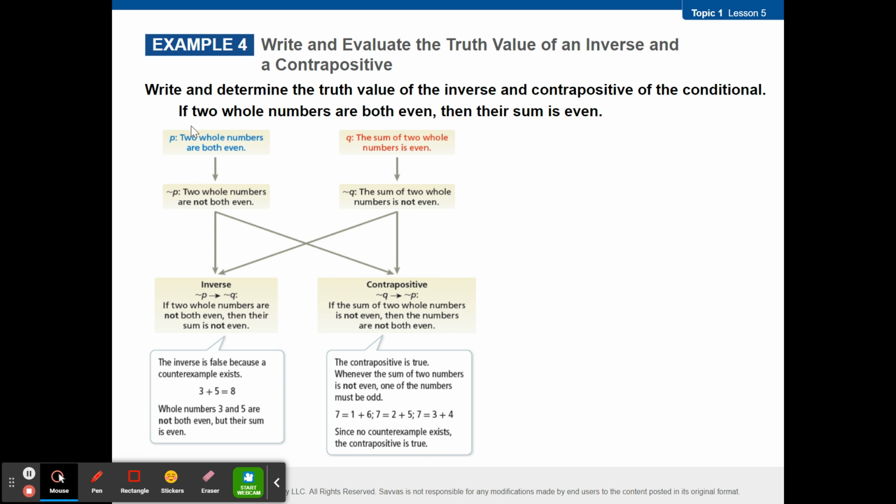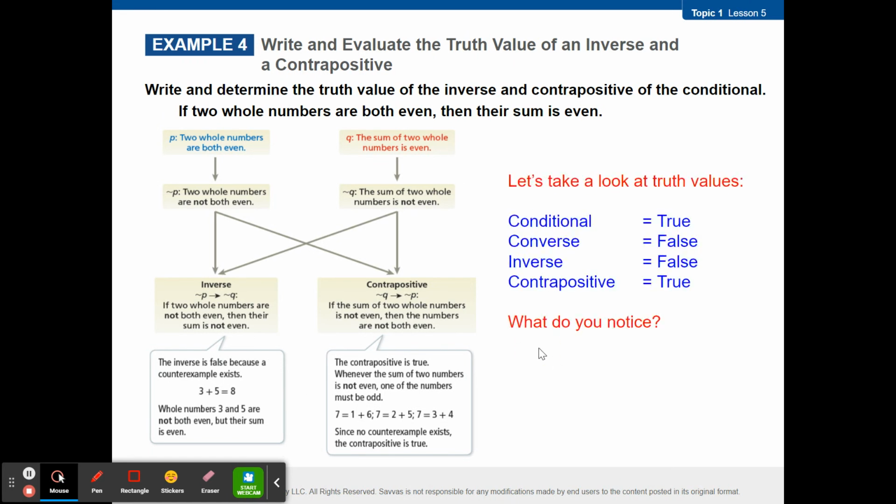Now, if we look at this, we can see that if two whole numbers are both even, then their sum is even. That's true. If two whole numbers are not both even, then their sum is not even. That's kind of false right there. Okay. So here is our truth table. It says, let's take a look at the truth values. Conditional would be true. Our converse, if we flip this, would be false. Our inverse would be false. And then our contrapositive would be true.